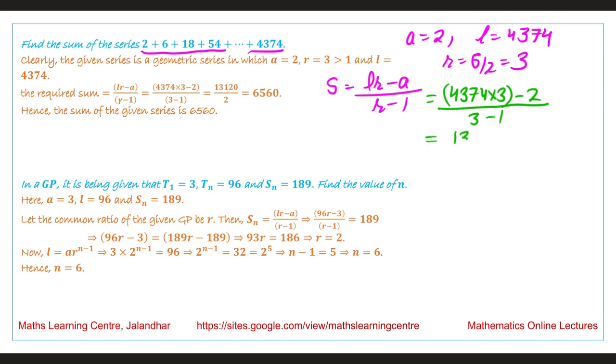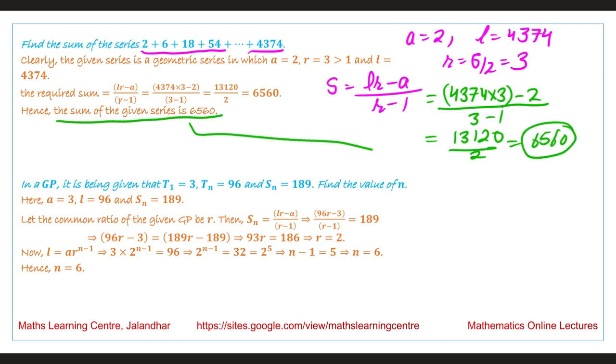The answer we obtain is 13120 divided by 2, that is equal to 6560. So the sum of the given series is 6560.